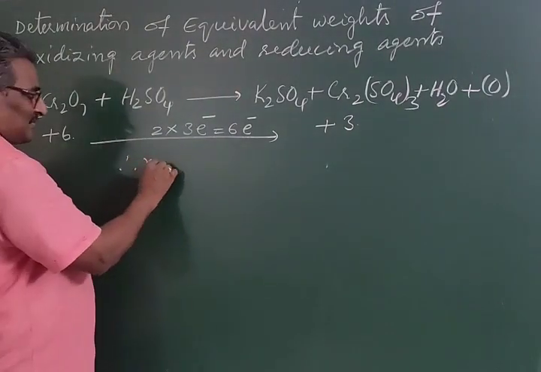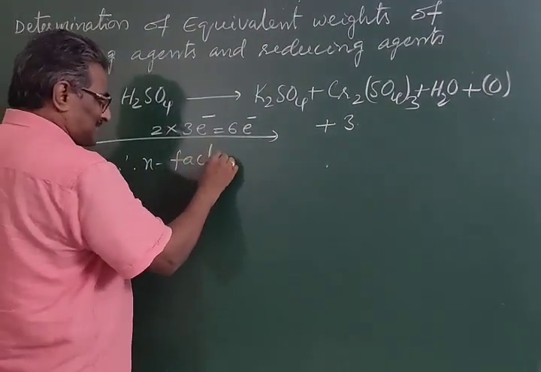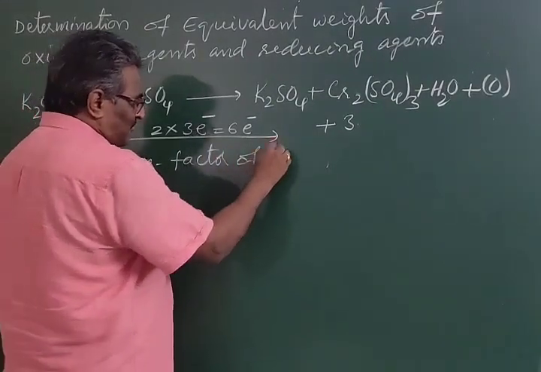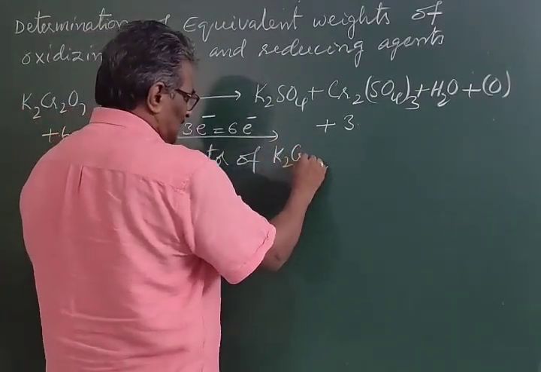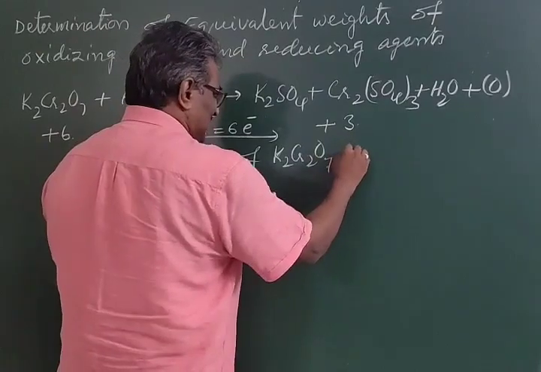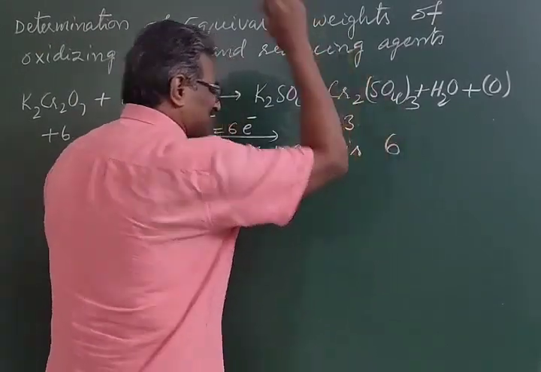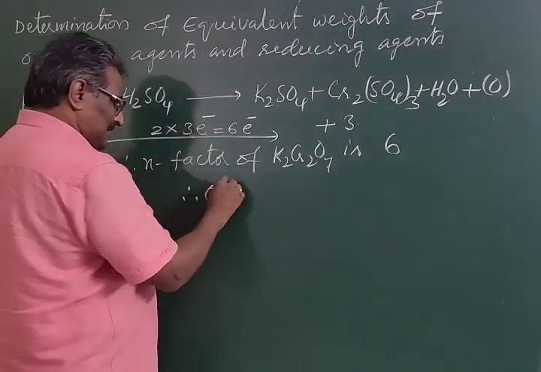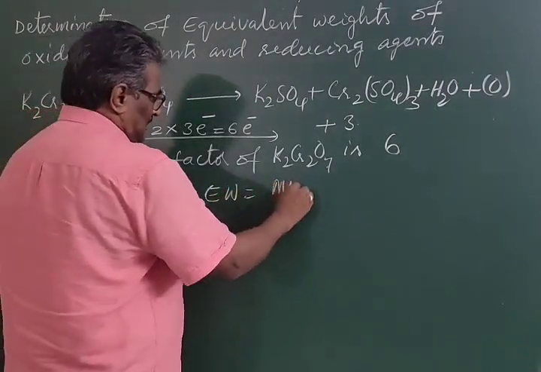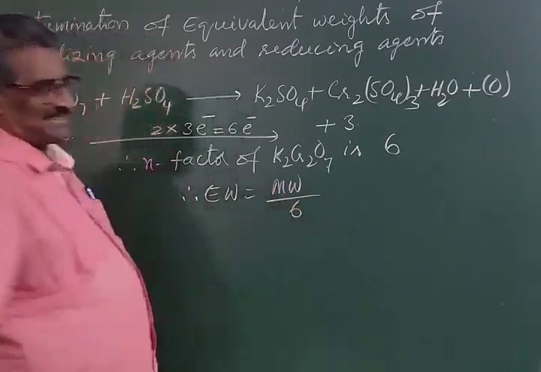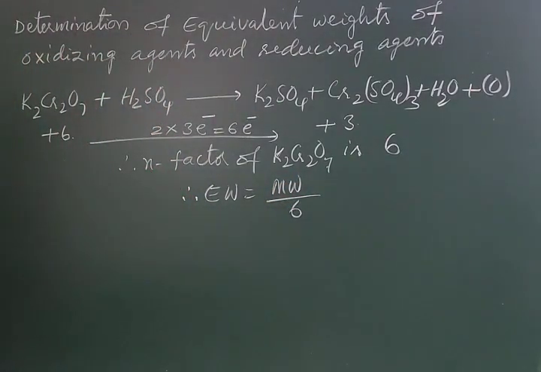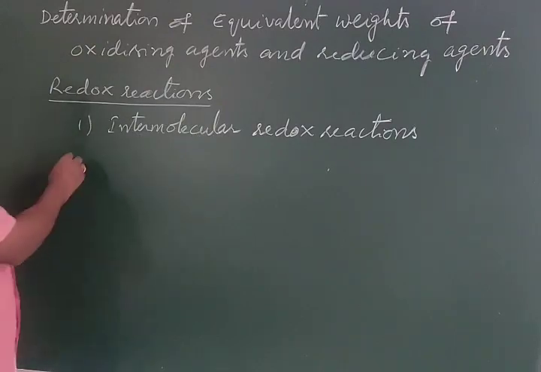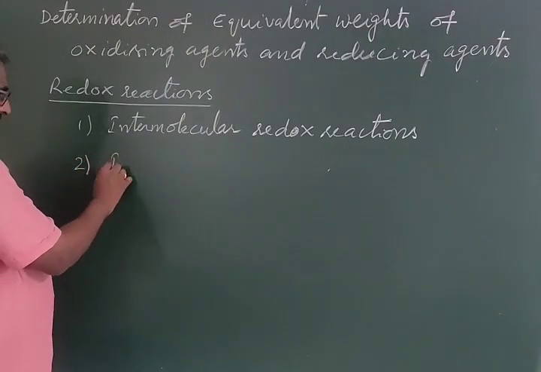Therefore, n factor of K2Cr2O7 is 6, not 3. Therefore, equivalent weight is equal to molecular weight by 6 in the case of potassium dichromate in acidic condition. Okay? Another kind of redox reactions are intramolecular redox reactions.